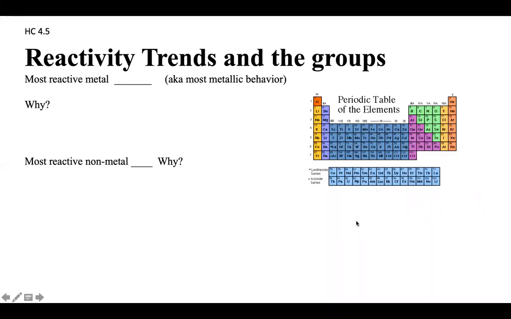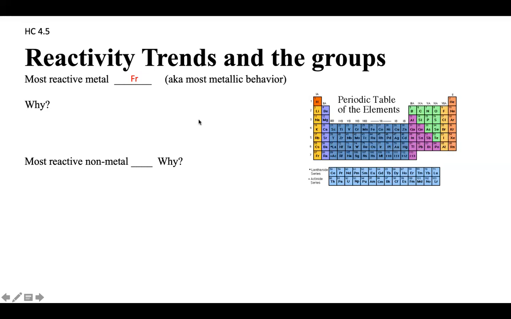Okay, this is the last section in the periodic table unit. It's 4.5. And we're going to actually start these notes right after the worksheet for 4.4. I just wanted to relate back the reactivity of the elements based on where they are in the periodic table. So the most reactive metal, as you can imagine, is going to be francium. We could also say it has the most metallic behavior.